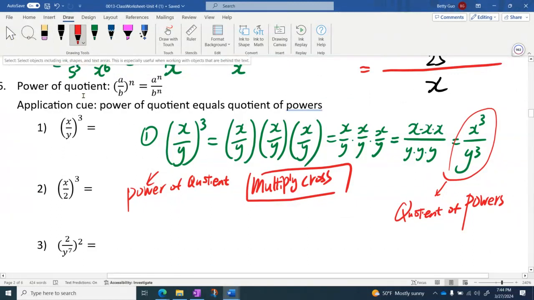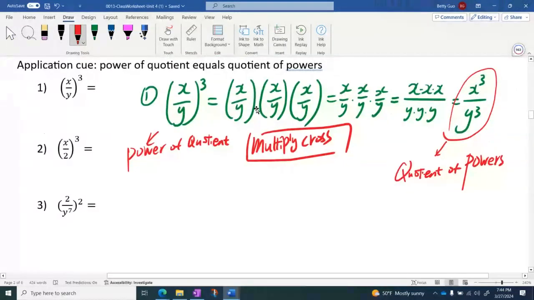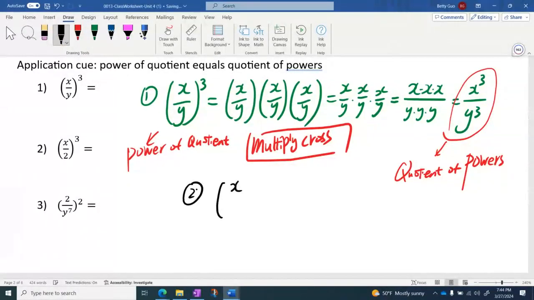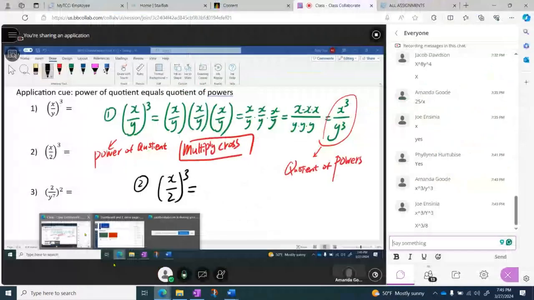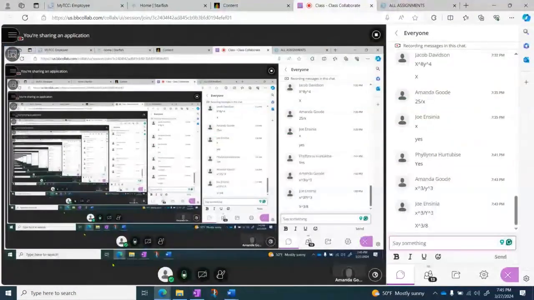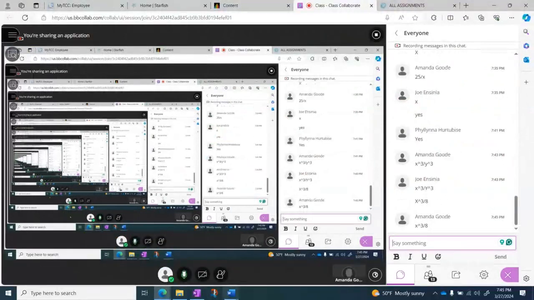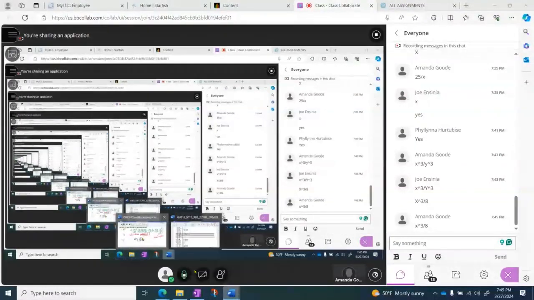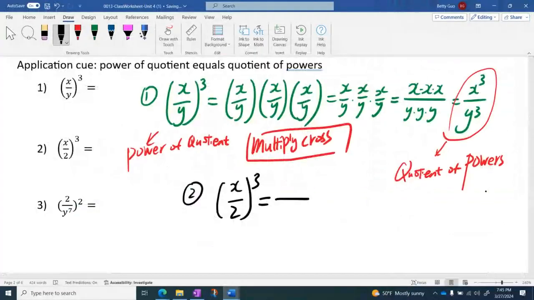Okay, so let's use this formula to simplify question number 2. Question number 2 is x over 2 to the power of 3. How about you give it a try? I will use this formula to simplify this expression. This expression is a power of quotient because the base is a quotient. Awesome, very good. Thank you, Joe. Exactly. Very good. Power of a quotient equals the quotient of powers.